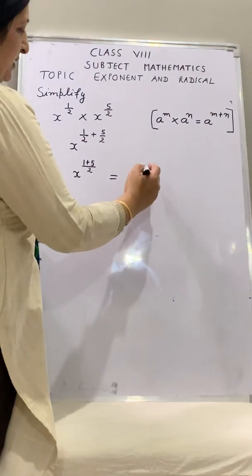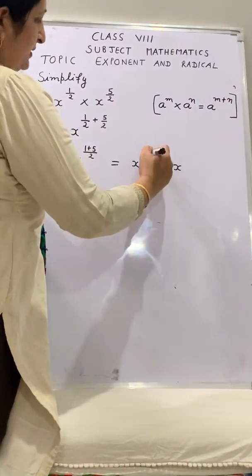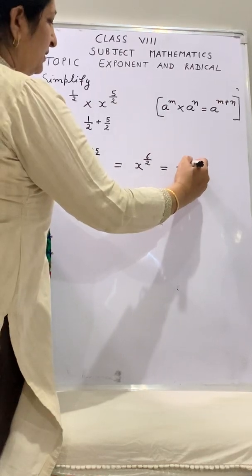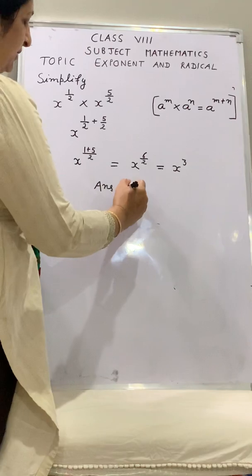When we divide 6 by 2, what will be the answer? 6 divided by 2 is 3. It is the answer. Answer: x raised to power 3.